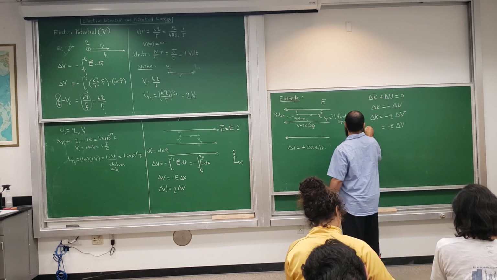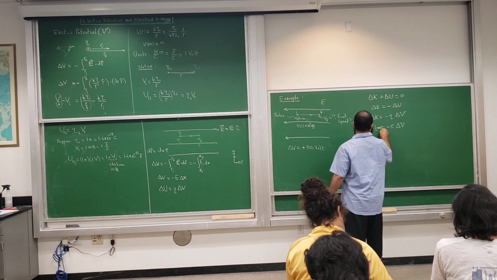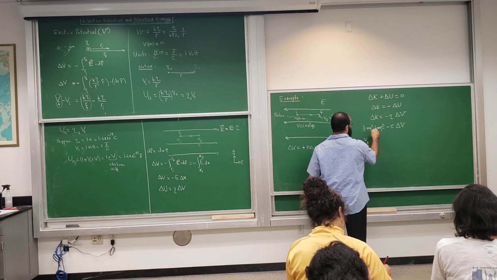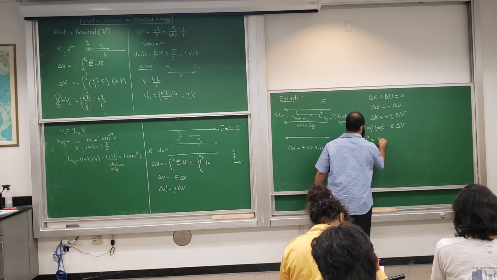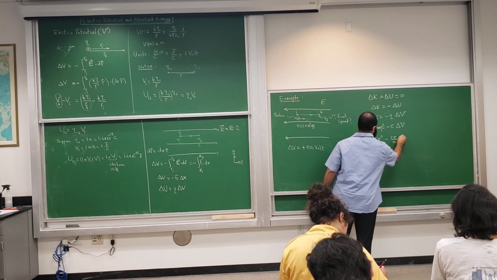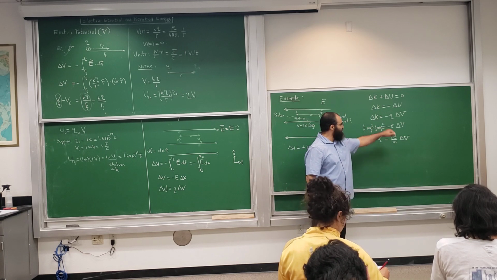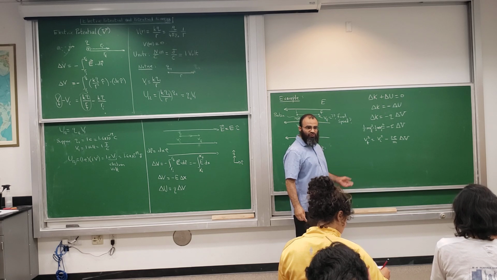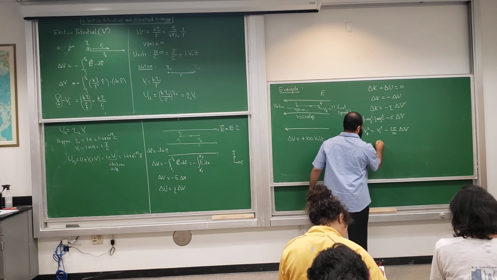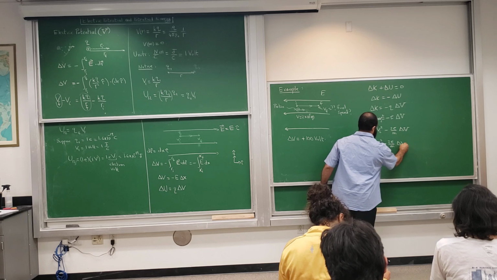Delta K is 1/2 m v final squared minus 1/2 m v initial squared. Move this to the other side, then multiply by 2 and divide by m, so you get v final squared will be v initial squared minus 2e over m times delta V, right? Next, we're going to square root both sides and solve for v. So you get v final equals the square root of v initial squared minus 2e over m delta V.